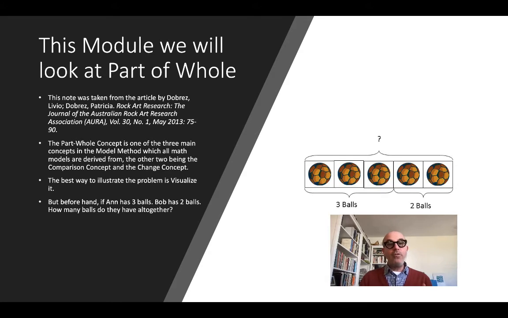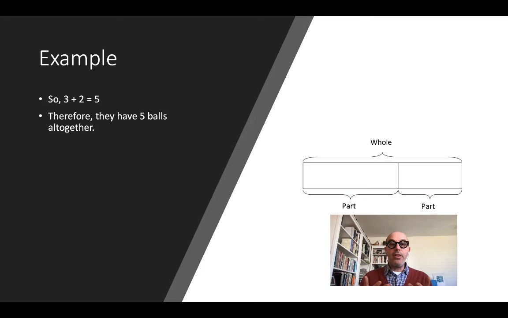The best way to visualize it, but beforehand: there are three balls. Anne has three balls. Bob has two balls. How many balls do they have altogether? Altogether, they have five balls.